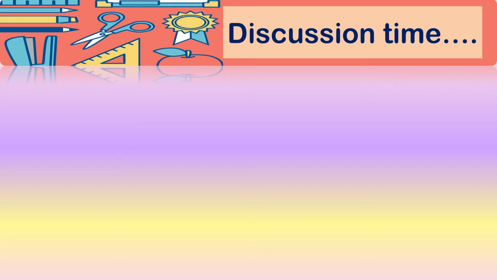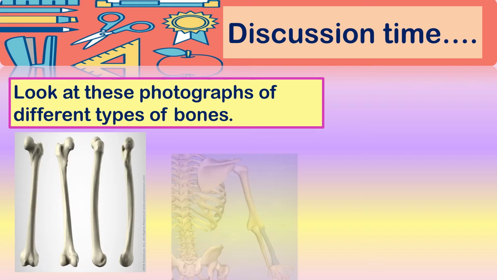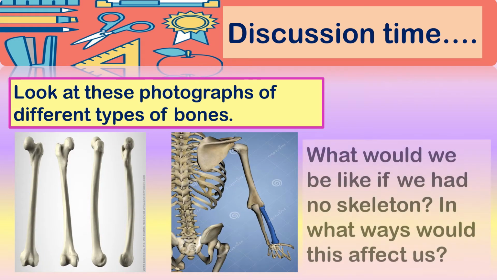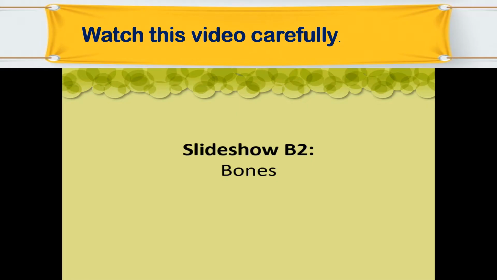Now, it's time for discussion. Look at these photographs of the different types of bones. What would we be like if we had no skeleton? In what ways would this affect us? Watch this video carefully.